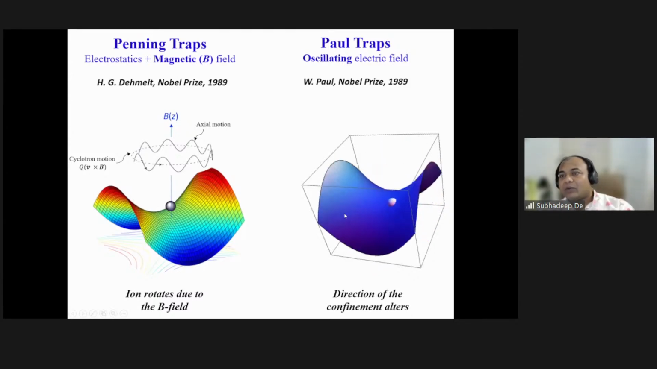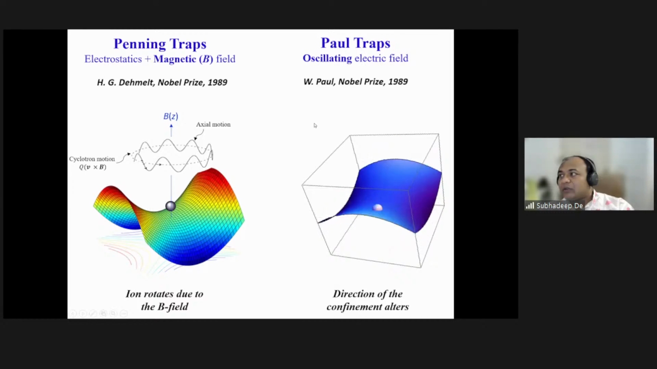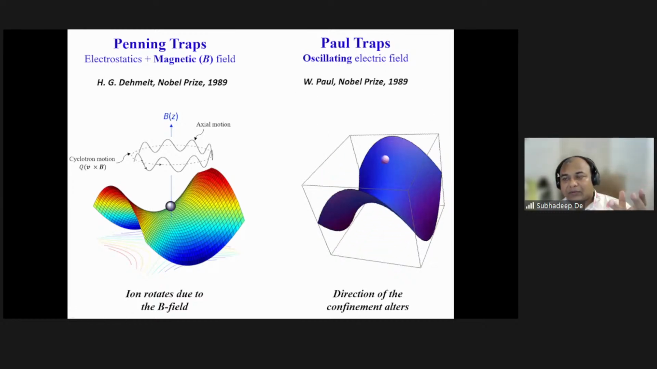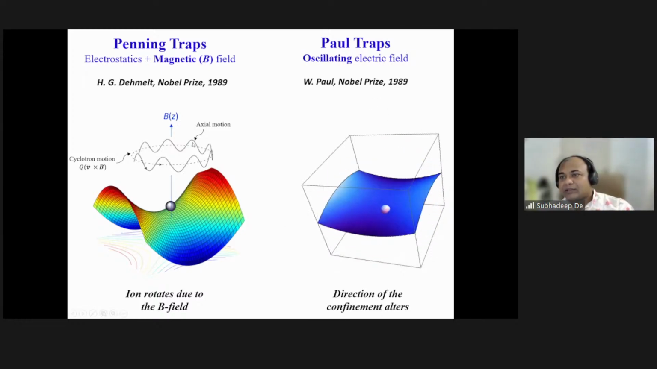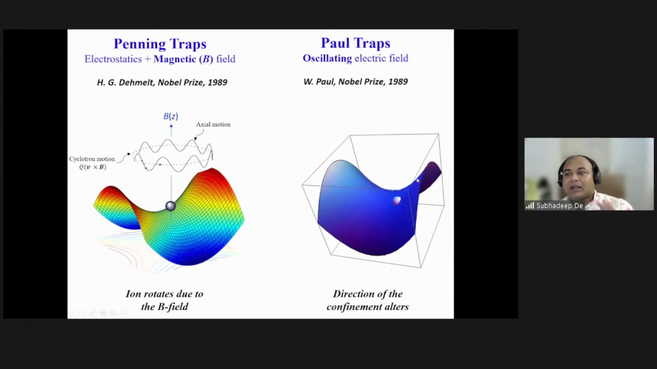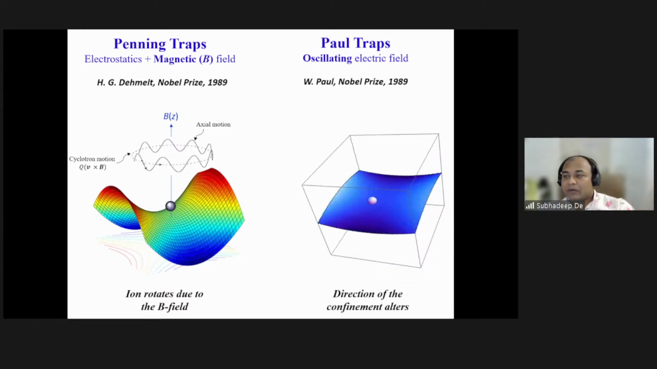So this is exactly what happens in a Paul trap. There you do not apply any magnetic field. Instead of an electrostatic field, you apply an AC electric field. And in both cases, on average, the ion will feel a three-dimensional confinement.